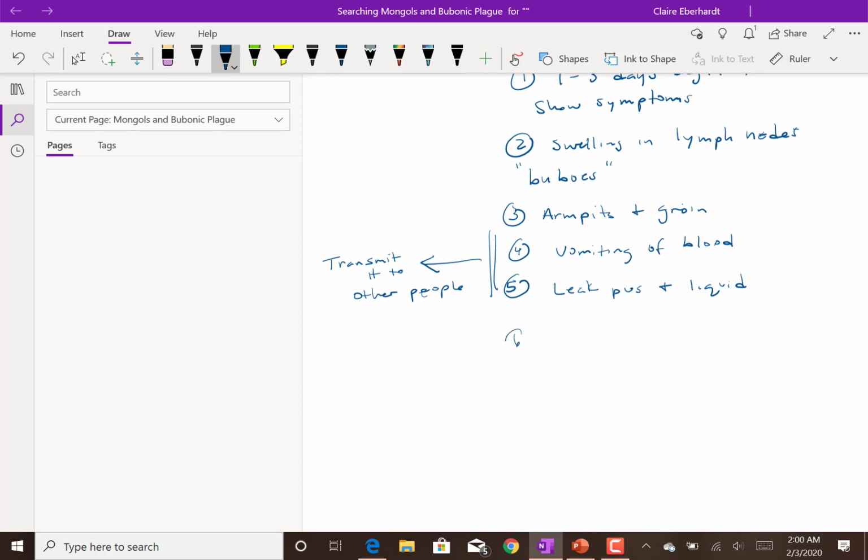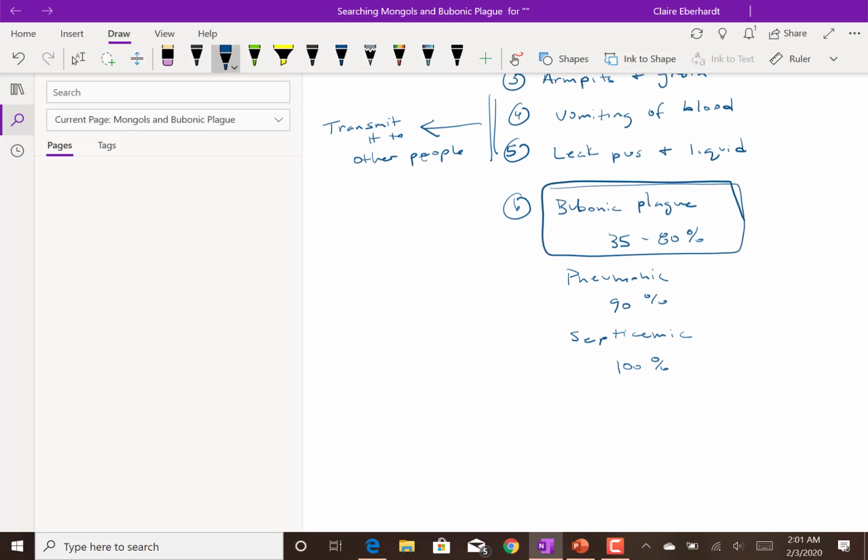The mortality rate of the bubonic plague, again, depended. With the basic bubonic plague, you had a variety of ranges depending on conditions, 35 to 80%. Whereas with the pneumonic plague, you had about 90%. So it was pretty deadly in and of itself. And then once it gets into the bloodstream, you're at 100% mortality rate. So most of the people who survived had the regular basic bubonic plague, not the more extreme versions.